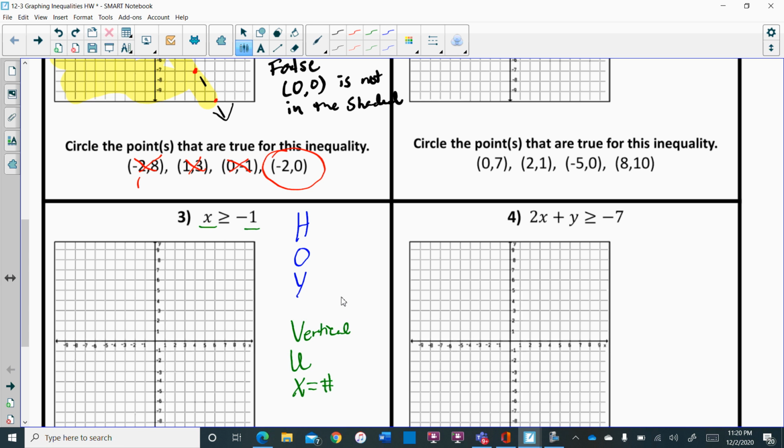Now, on a problem like number 4, this is when you have to solve for y. So in a problem like this, I'm going to rewrite it over here to the side just to keep all the work together. 2x plus y is greater than or equal to negative 7.